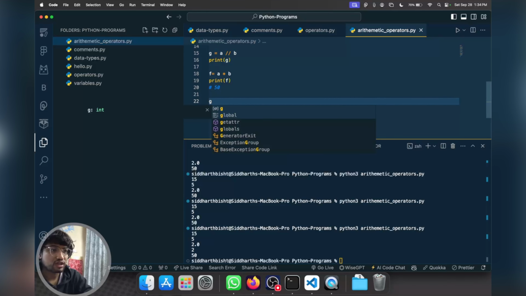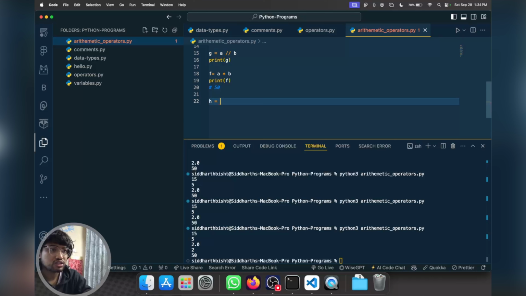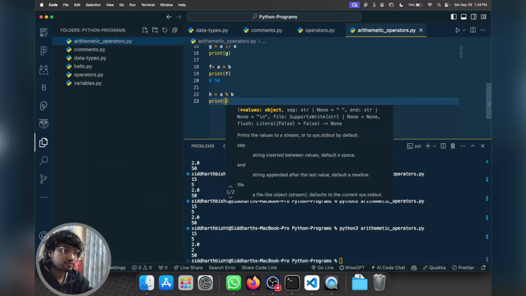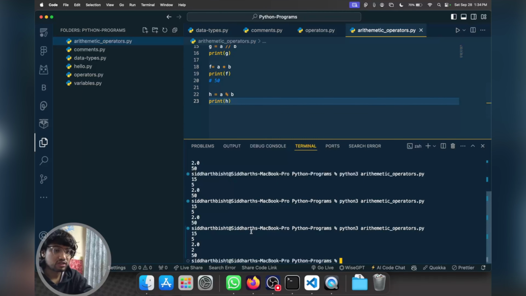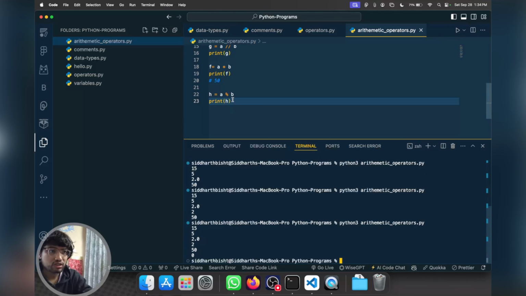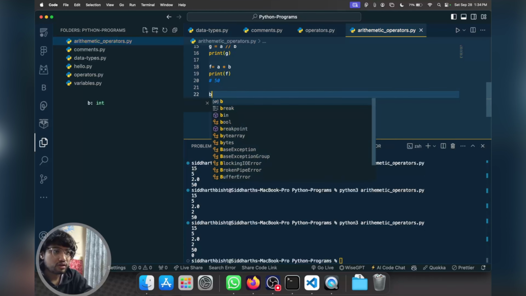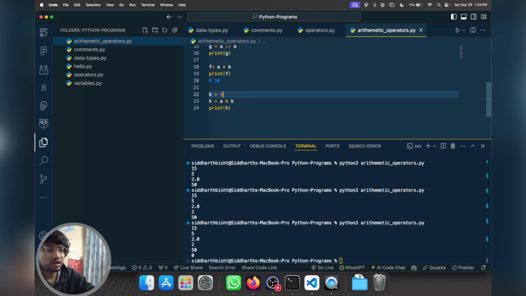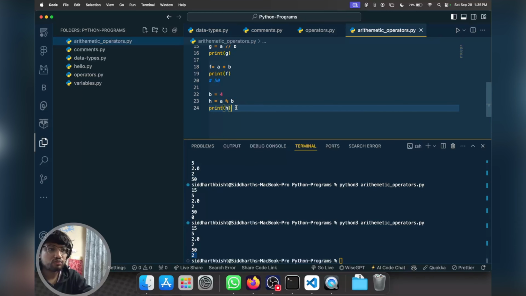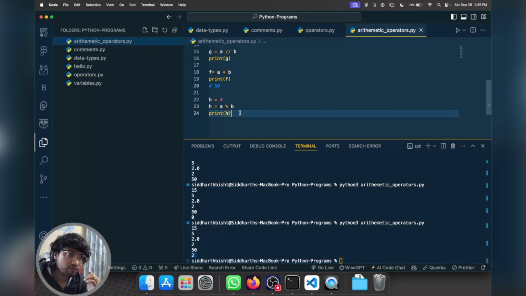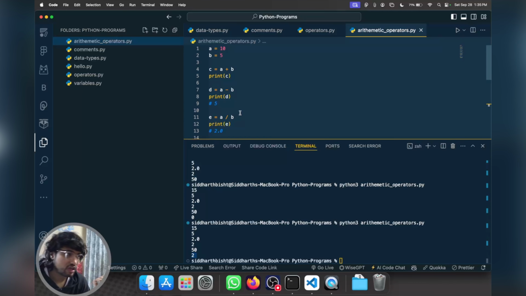After that we have, let's use h, a modulus b. If I do a modulus b and print h, I will get the remainder. So 0, because nothing is left. If I redeclare b with 4 instead of 5, then 4 multiplied by 2 equals 8, and I have 2 left. So the remainder or the modulus should be 2. We'll talk more about this modulus operator later, but for now, these are the arithmetic operators that we have.